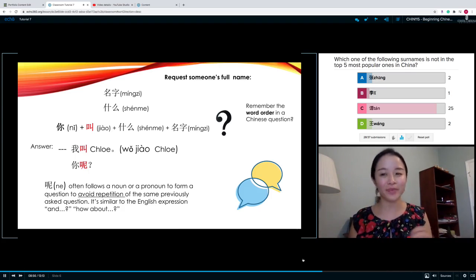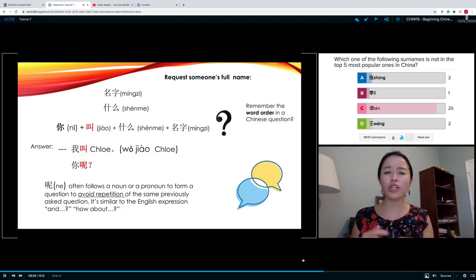Remember the word order in Chinese? Like I said, in a question, the word order remains the same. Subject, verb, object.